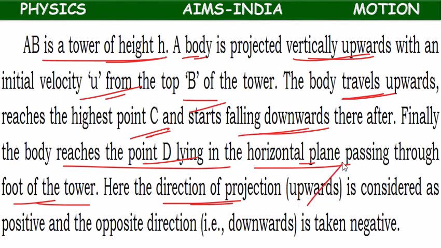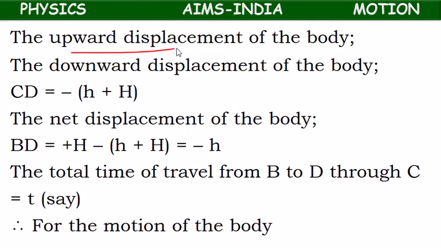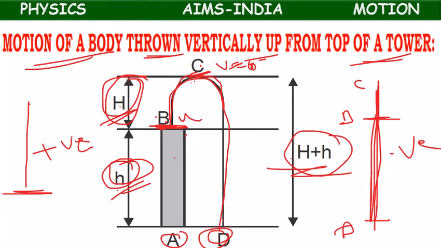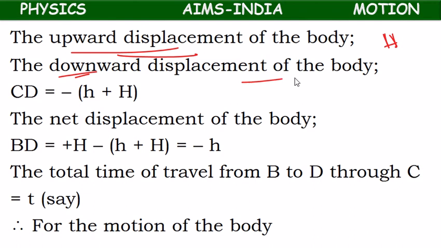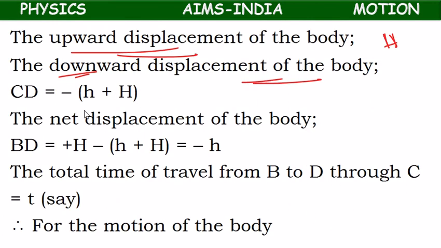So the direction of projection is upwards, which is positive. The opposite direction is taken as negative. Upward values are taken positive, and downward values are taken negative. The upward displacement of the body is capital H, because from here it went to C. The downward displacement in total is H plus h. Upward is positive, plus H. Downward is negative, minus of H plus h.